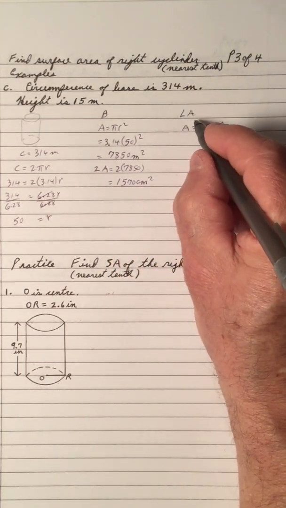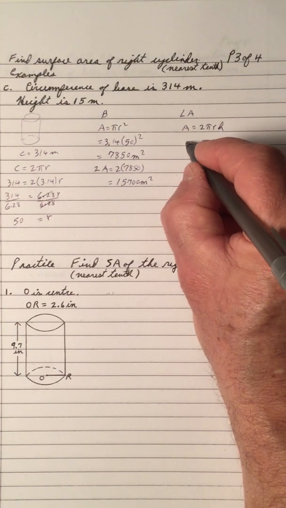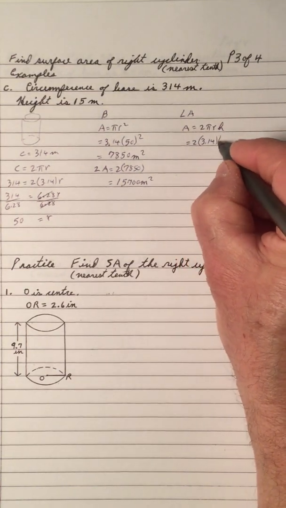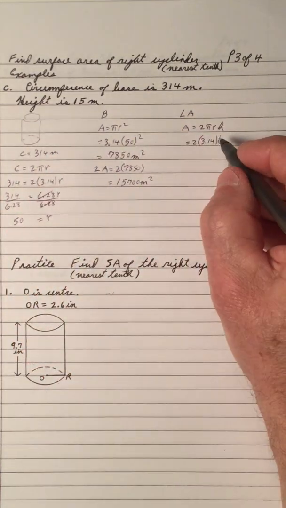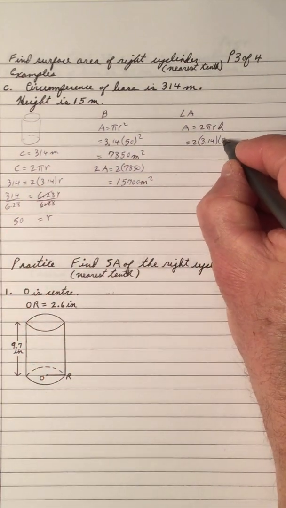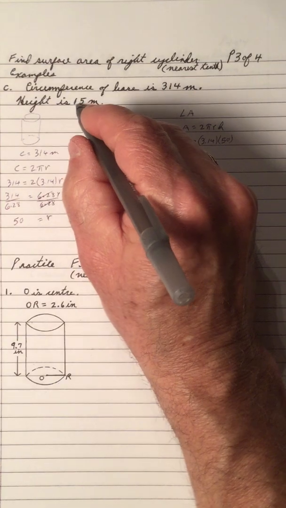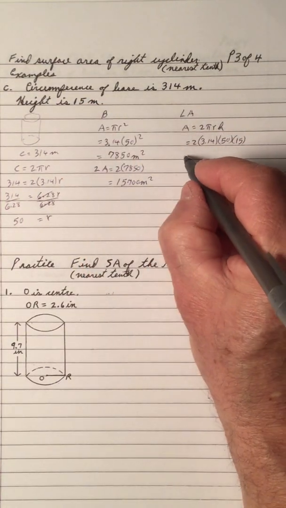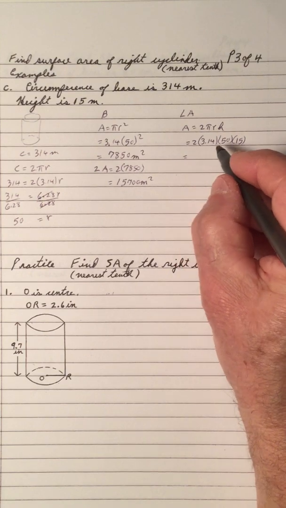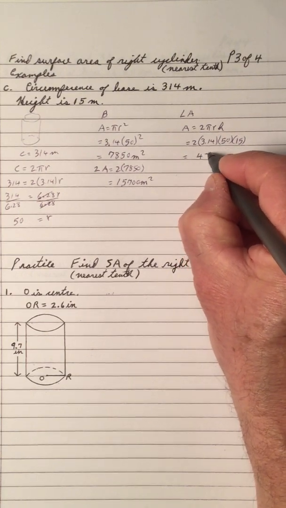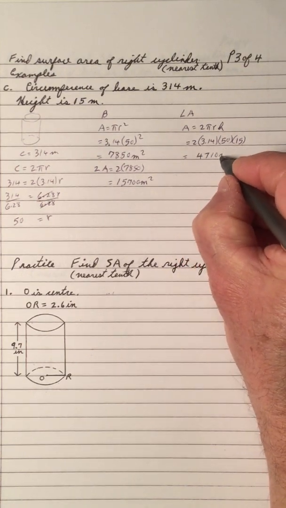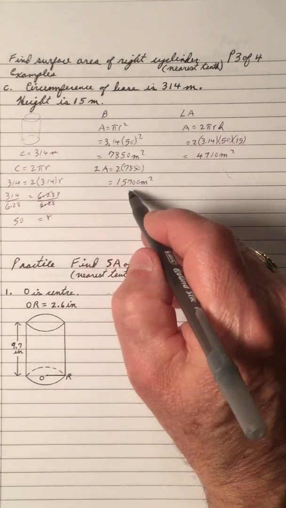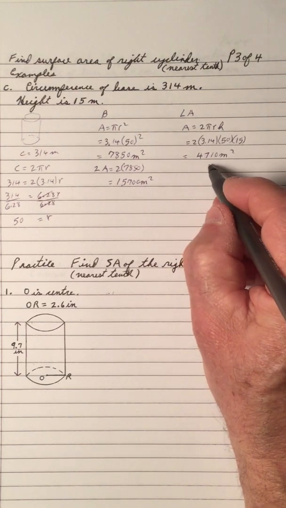Let's get the lateral area, the area of the side. So it's 2 times 3.14 times my radius, which I found to be 50, right? And the height is 15 meters. Put that in, and if I multiply all that out, I'll get 4,710. Multiply that with a calculator. And the total base area is done. The total lateral area is done.